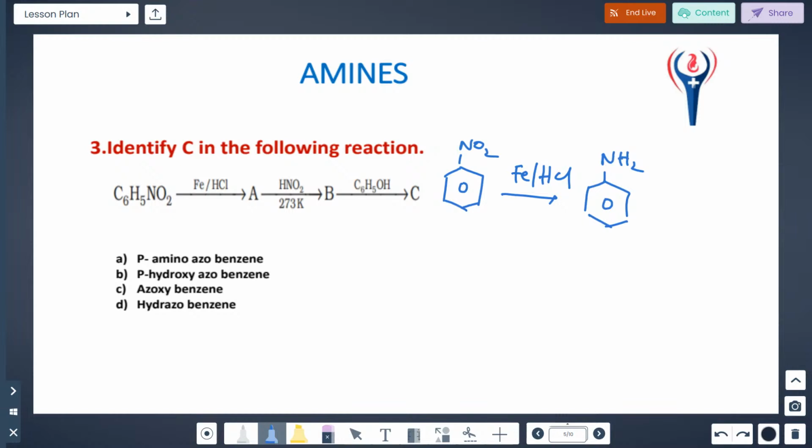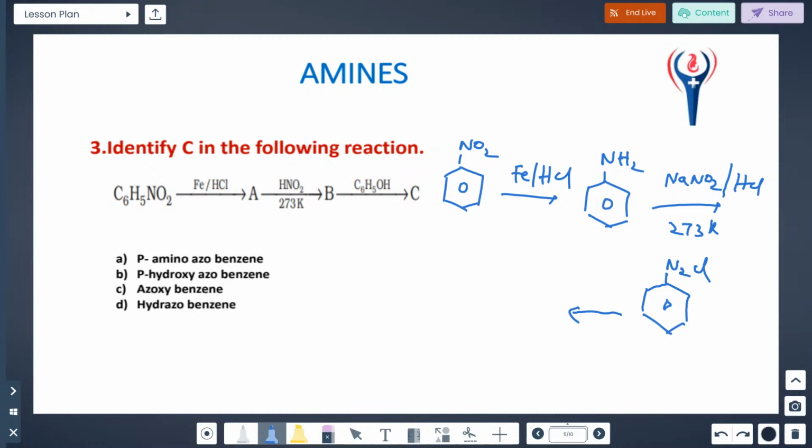Now this is compound A. Again, diazotization. HNO2 means you must know. It's called diazotization. So diazotization means, what? This is the reagent, no? Sodium nitrite in presence of HCl. Or simply they put HNO2. Both are the same. We can use HNO2 or sodium nitrite. So that converts what? NH2 becomes what? N2Cl. Understood? Up to this, we studied in previous sums.